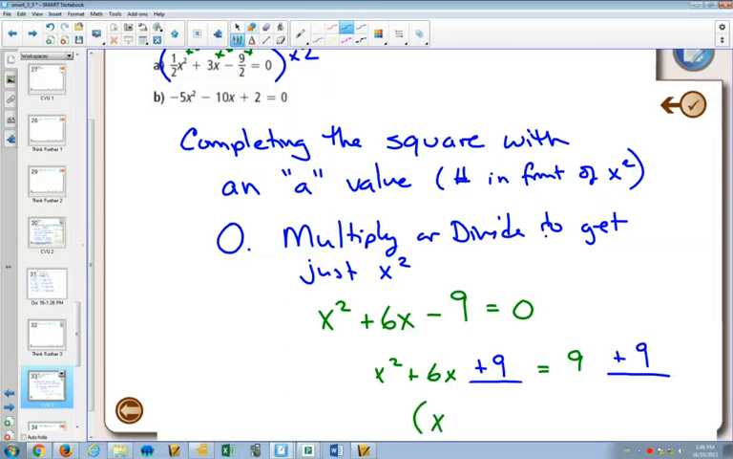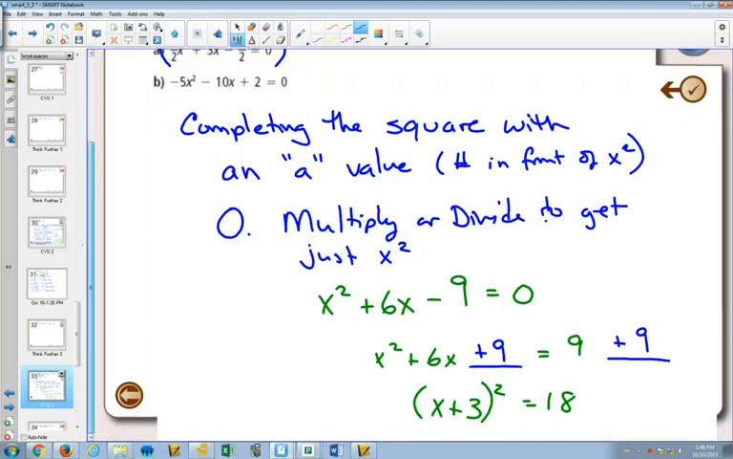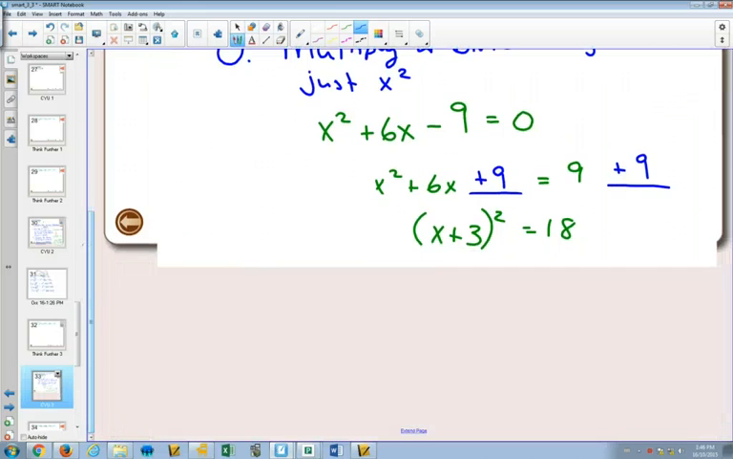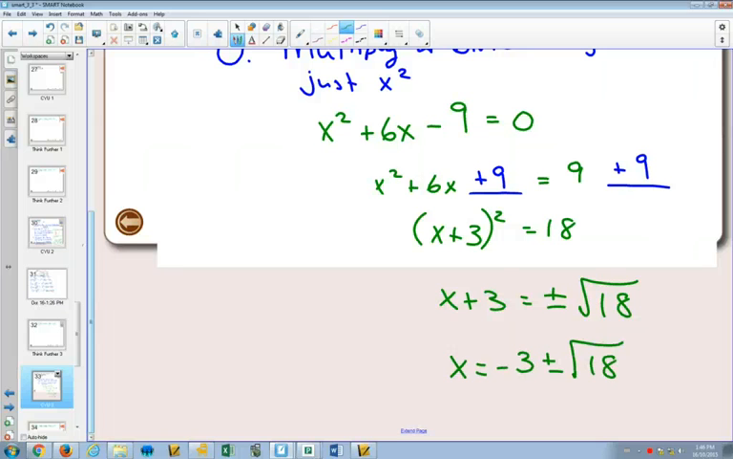Half of 6 is positive 3, so this becomes x plus 3 squared. On this side I have 18. And now I have one thing squared, so I can square root both sides. I remember when I square root both sides, I have plus or minus. Subtract 3 on both sides, and I've solved for x.